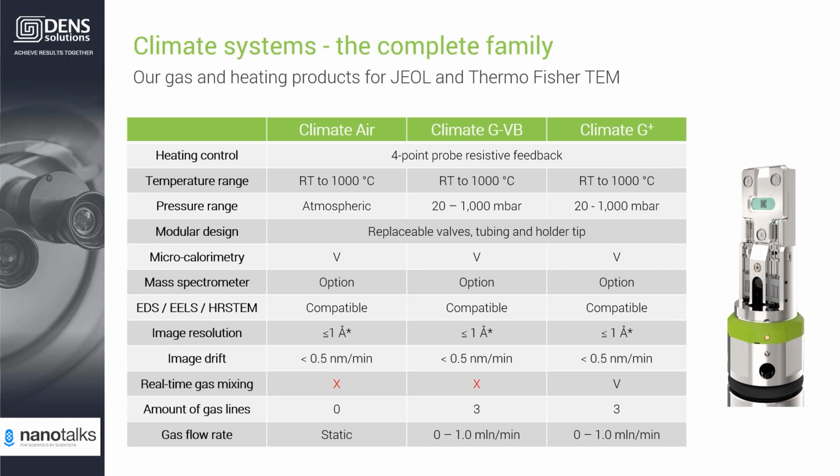Next to that, we also have a Climate G volumetric blending, which is a new system, has not been shown before. It can also do all the same things as the Climate G+. The only difference is that it will not do dynamic gas mixing, but it will pre-mix the gases in a mixing vessel. So you first need to prepare your gas mix, and only then you can start flowing the gas to the nanoreactor. And finally, there's Climate Air, which is a Climate in situ TEM holder without a gas supply system. So the user can hook up his own gas system or just let in air to do an oxidation experiment.